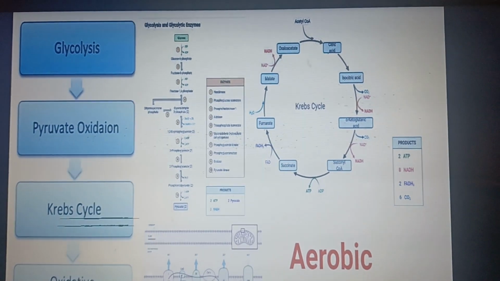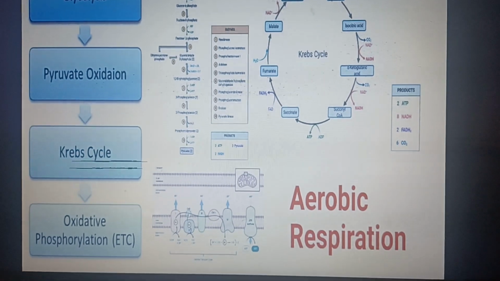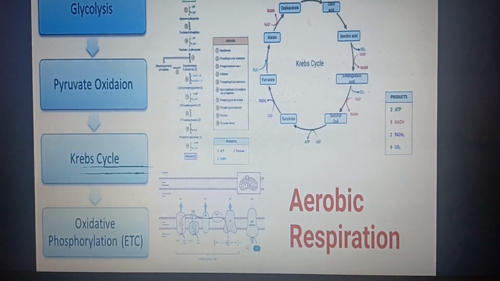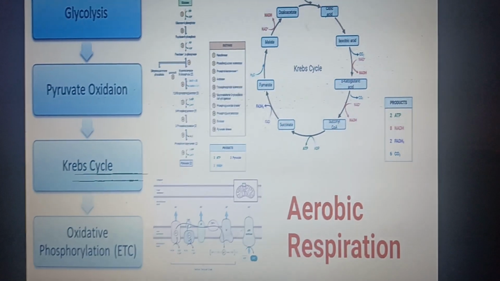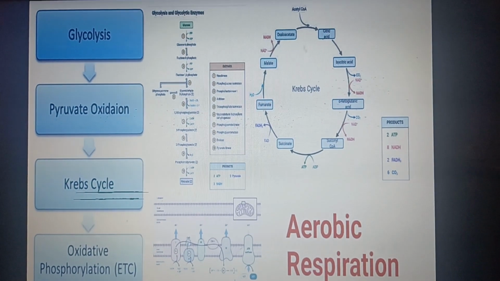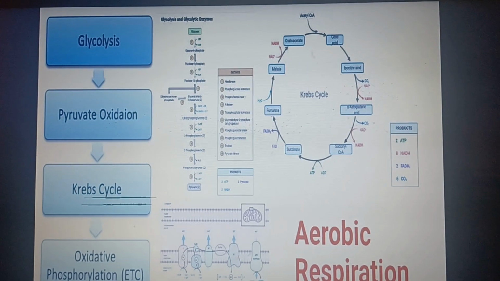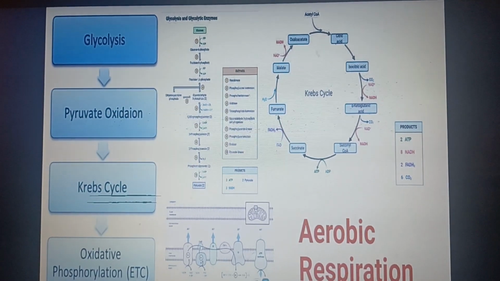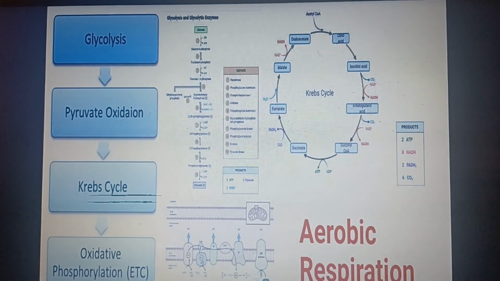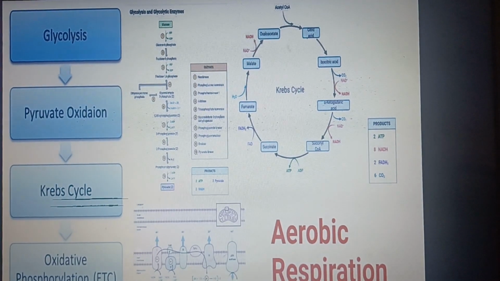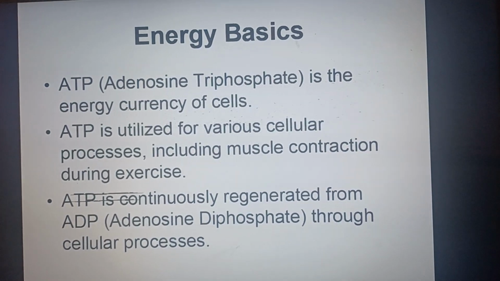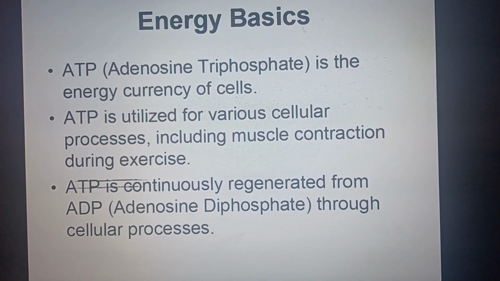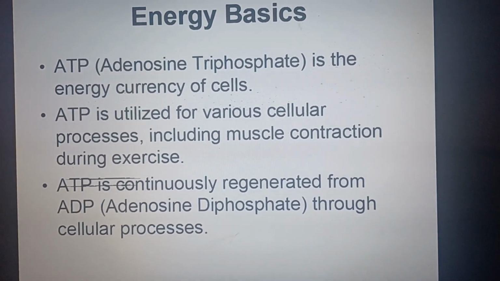Alright, so starting off strong with this graphic here. This is just a really good visual and breakdown of the Krebs cycle and aerobic respiration. Krebs cycle and aerobic respiration are interconnected processes that break down nutrients to generate ATP. What is ATP? ATP is adenosine triphosphate, and it is the energy currency of cells.